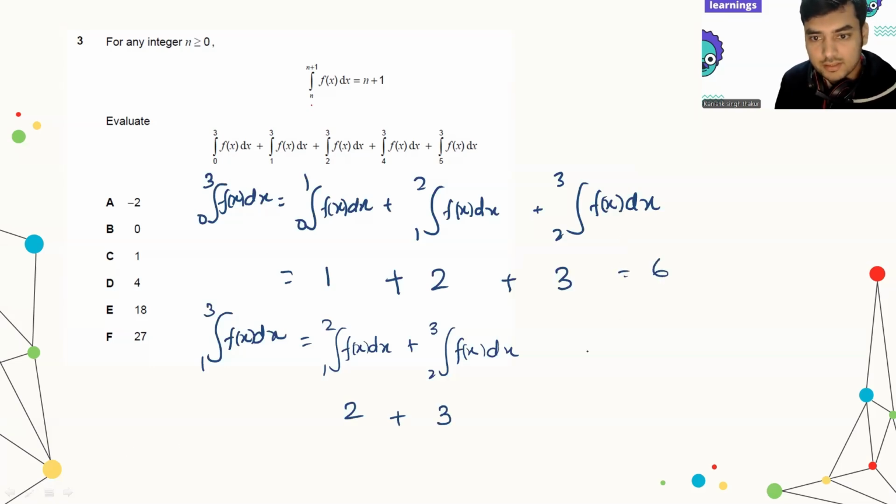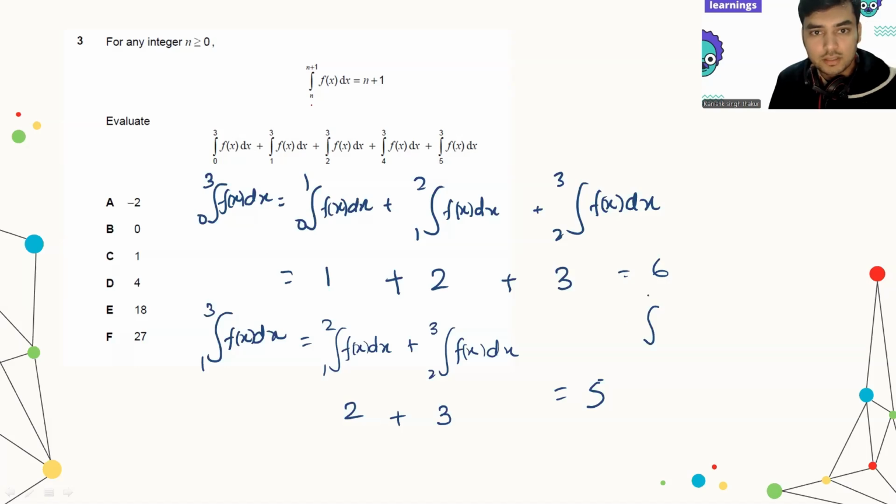So this I get as 6, this I get as 5, right? Then 4 to 3. Okay, 4 to 3 backwards they are saying, right? So backwards, what you will do, you put the negative sign. 3 to 4 you will find and put the negative sign. So for 3 to 4 I put n equal to 3 here, right?